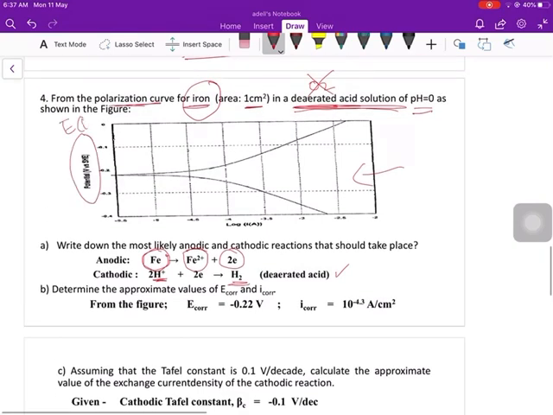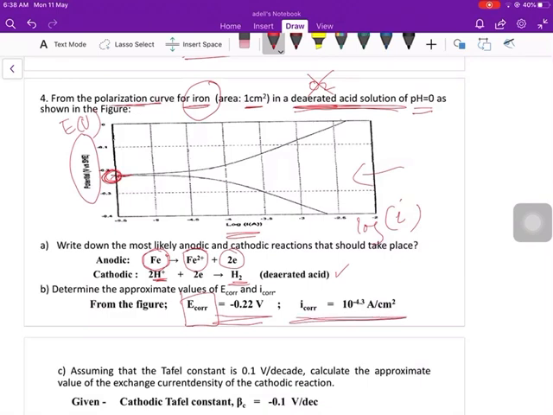Part B: determine the approximate values of Ecorr and Icorr. This is E, the potential, and this is log I. How to determine Ecorr? You just look at this tip, a very sharp tip here. You just approximately determine here. What I can measure is negative 0.224 corrosion potential.